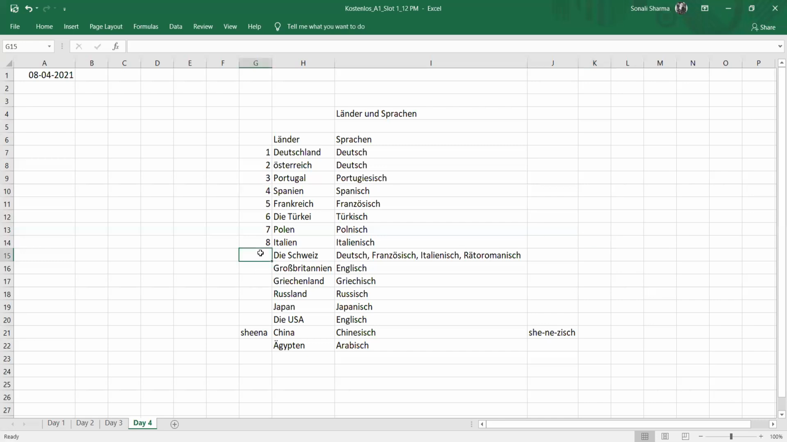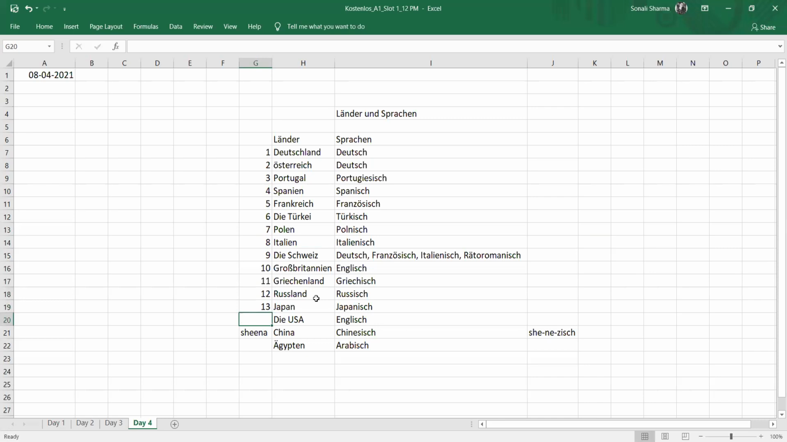Next is Gross Britannian, that means Great Britain. The language is English. Next is Greece as Griechenland, and the language is Grecish. Next is Russia as Rusland, and the language is Russisch. Next is Japan, and the language is Japanish.